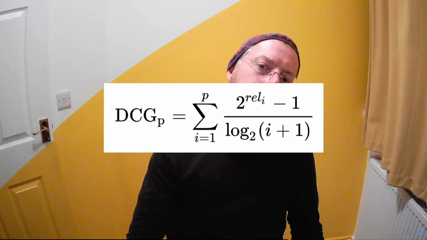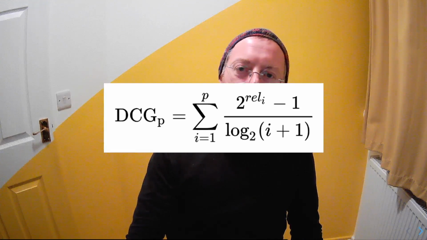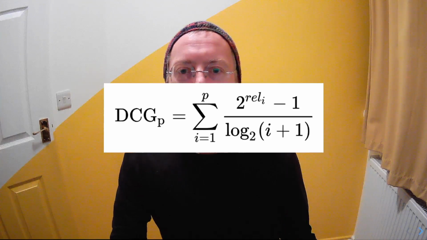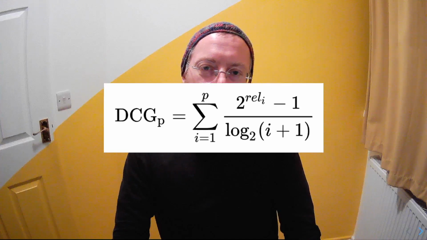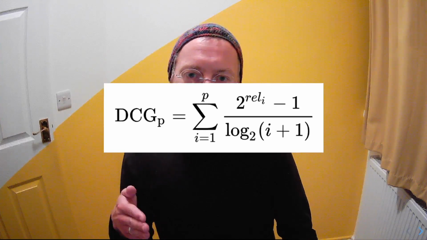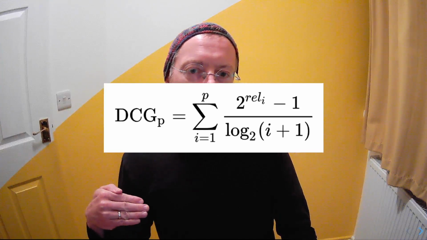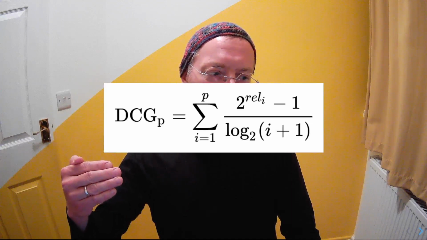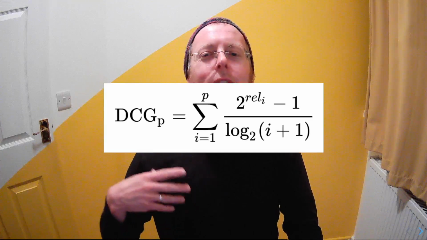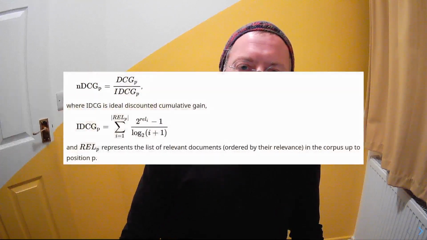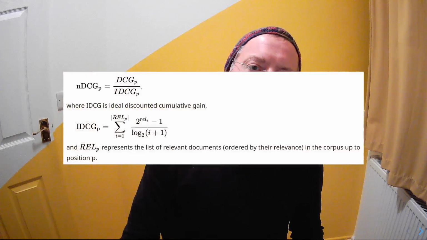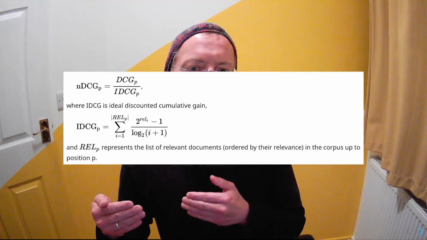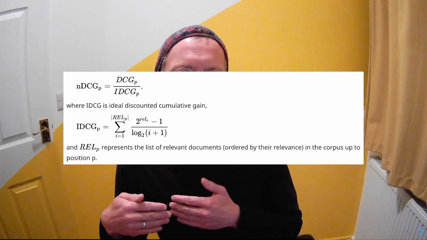So if it's 1, you'll end up with 1 on the top, and if it's 0, you'll end up with 0 on the top. And then you divide it by this log base 2 of i plus 1. So all that's doing is, as you go further down your rankings, you're giving less and less weight to the results. So what you want to do is make sure the results you put at the top are the most relevant ones. Obviously, that's what you want to do, but this is how you maximize this score, if that makes sense. And then the normalized discounted cumulative gain is just basically taking the best possible discounted cumulative gain you could get and dividing by that, so that you end up with a value between 0 and 1, basically.